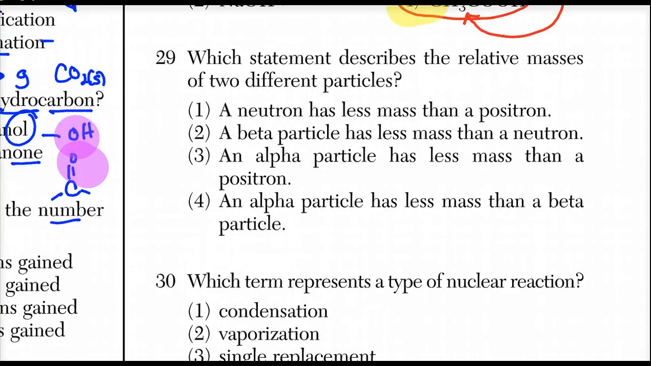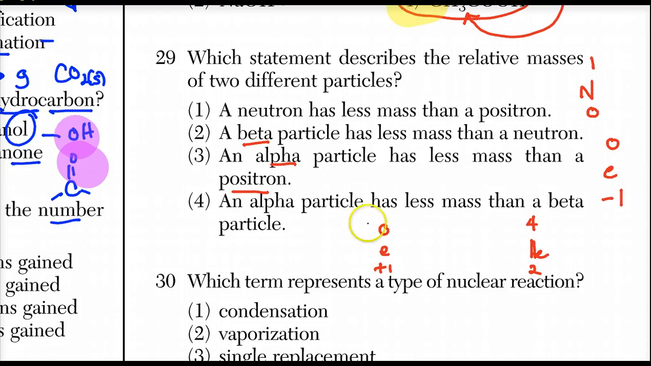Number 29. Which statement describes the relative masses of 2 different particles? Okay, so we want the relative masses. A neutron has less mass than a positron. A beta particle has less mass than a neutron, an alpha particle. So we're comparing these particles based upon their relative masses, which just means their masses above the number. For instance, in table O, you'll see a neutron has a mass of 1 relative to the other particles and a charge of 0. A beta particle is given this symbol of an e, 0 mass, and a -1 charge. Alpha particle on table O is given as a helium nucleus, atomic mass of 4 and a +2 charge. And a positron given in table O is nothing more than a 0, e, and a +1.